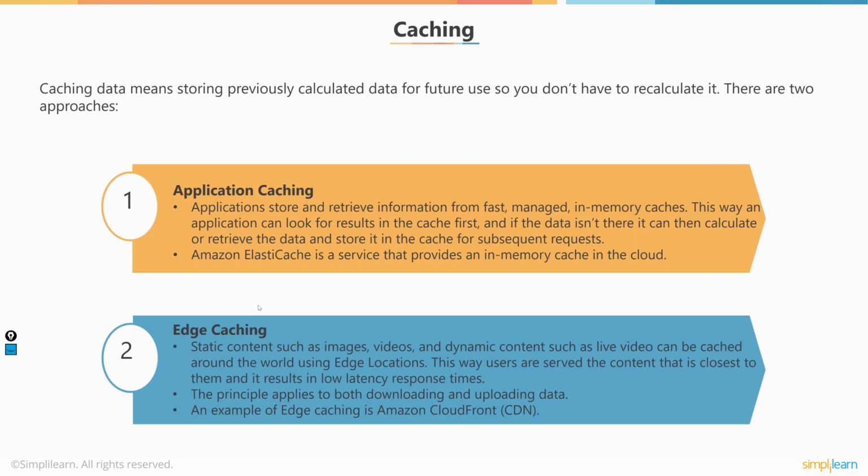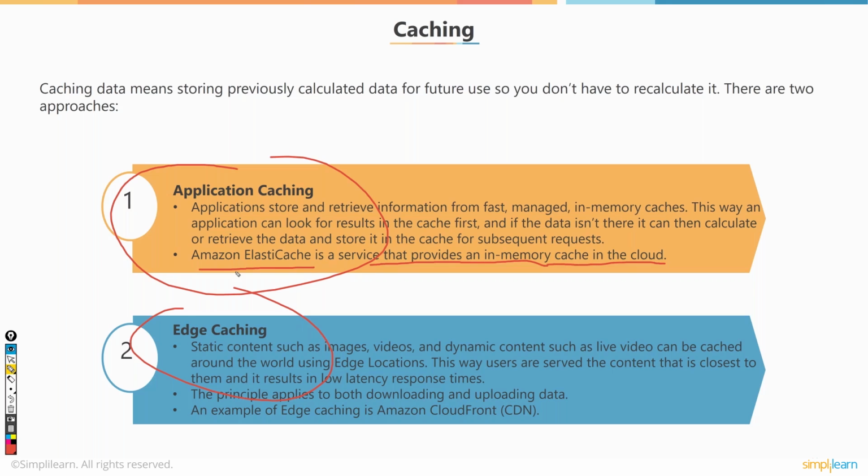Now, caching. Caching data is as simple as storing previously calculated data for future use, so you don't have to recalculate it. There are 2 approaches: application caching and edge caching. What we would define as application caching is applications storing and retrieving information from fast managed in-memory caches. This way, the application can look for results in the cache first before actually accessing the data. You can use services like Amazon ElastiCache, which is a service that provides an in-memory cache in the cloud. That's one of the uses.